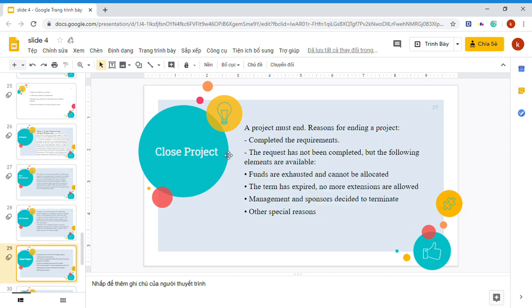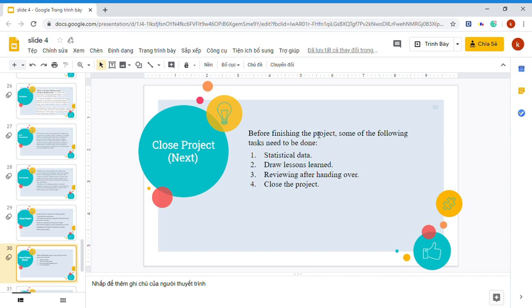Close the project. There must be a reason for ending a project: the project is complete and the requirements are met. Or the requirements have not been completed, but the following conditions apply. Funds are exhausted and cannot be renewed. The term has expired. No more extensions are allowed. Management and a partner decide to terminate for special reasons.